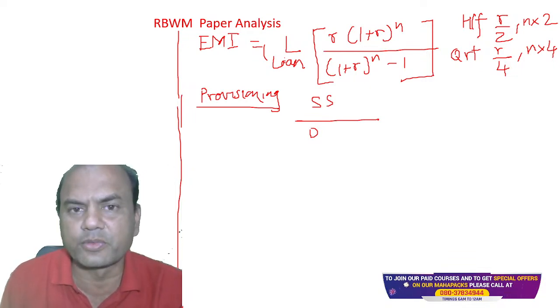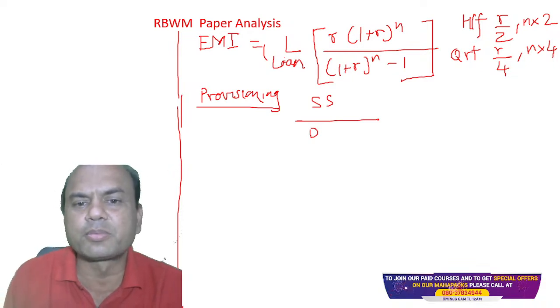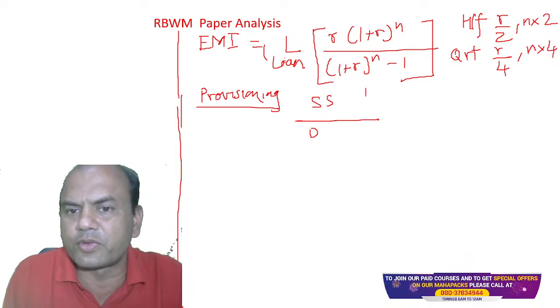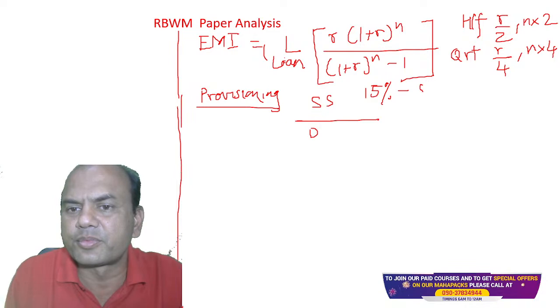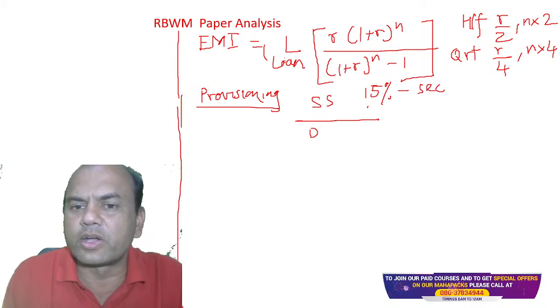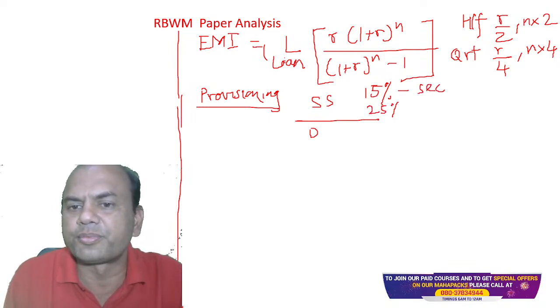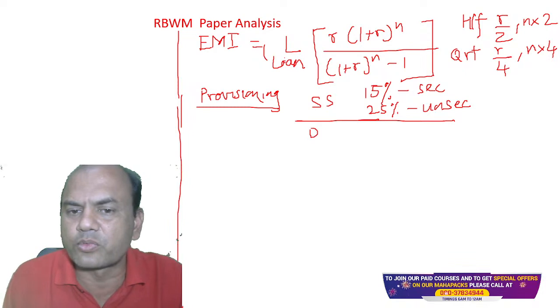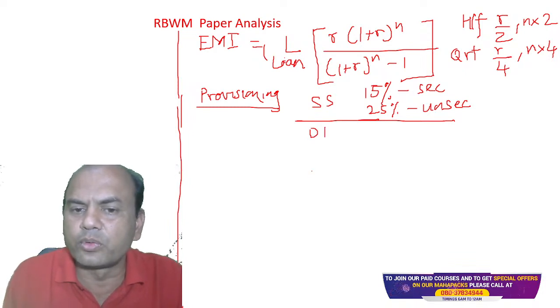See here, I'll give you simple provisioning. Okay, substandard. Here it is always 15-25. 15% for secured, and 25% for unsecured. Always remember this for substandard. Then doubtful, we have two categories, doubtful 1 and doubtful 2.